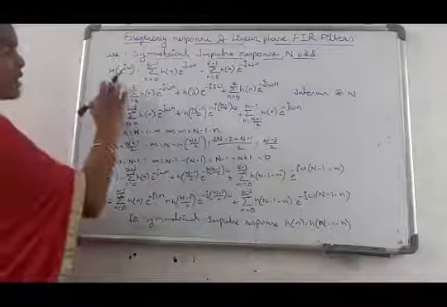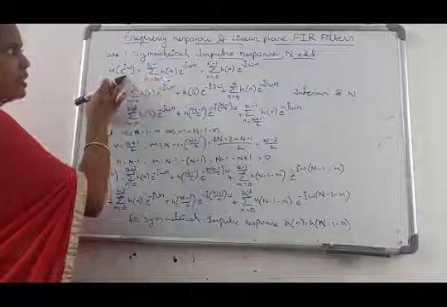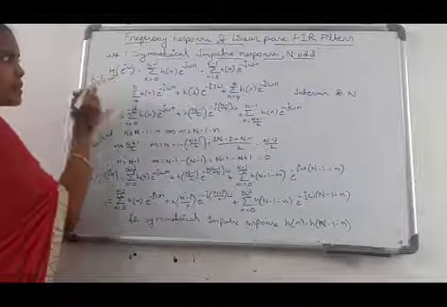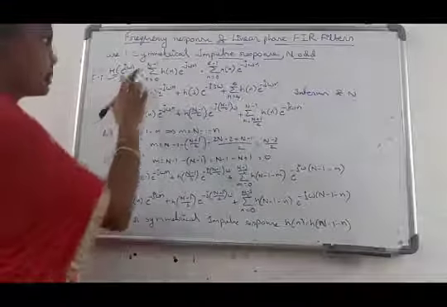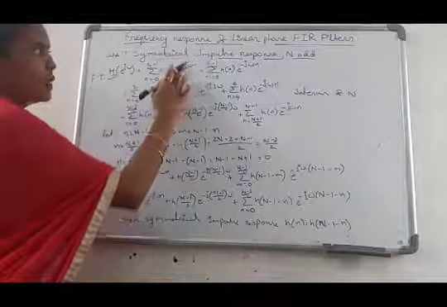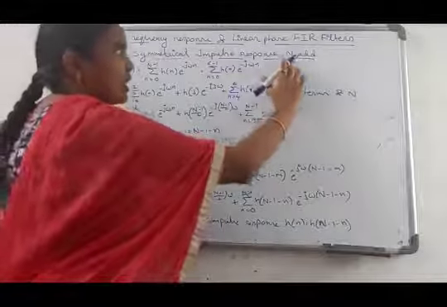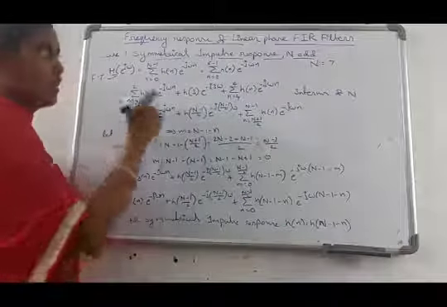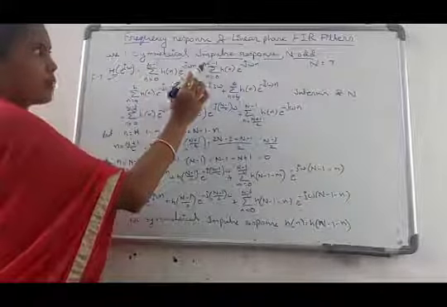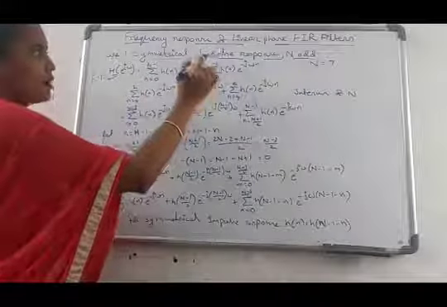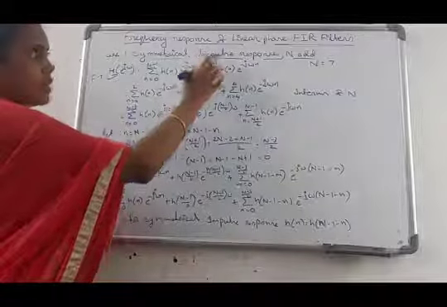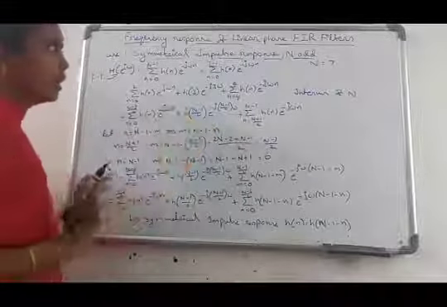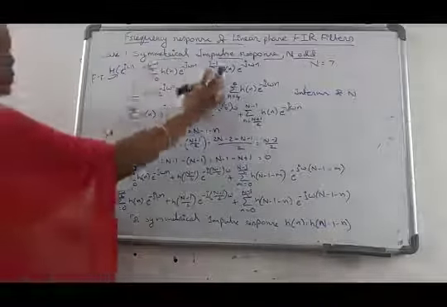Let us consider H of e power j omega, the Fourier transform of the impulse response h of n, which is the summation n equals 0 to N minus 1 of h of n e power minus j omega n. I am considering N odd. Let us take N equal to 7 and substitute in place of N: n equals 0 to 7 minus 1, h of n e power minus j omega n. That is nothing but n equals 0 to 6.